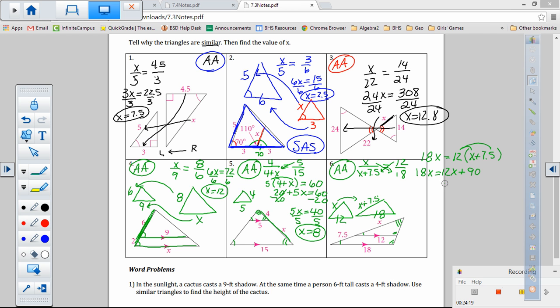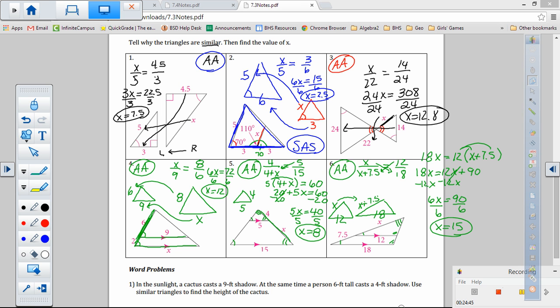And then I'm going to subtract the 12x so that I can collect all of my x terms on one side of the equation. 6x equals 90. Divide both sides by 6, and x equals 15. Okay? Very nicely done. So the first 6 we did was just telling whether or not they were similar to each other and which property we used to do that.